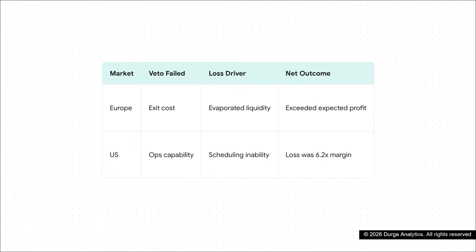Just so you know, these are composite case studies drawn directly from actual regulatory findings and market monitoring data. In both scenarios, the desks had valid mandates and mathematically sound theses, but they both completely failed critical vetoes. The European desk failed the exit cost veto and got crushed by evaporated liquidity, while the US desk ignored their lack of operational capability. Let's break down exactly how each desk blew up.